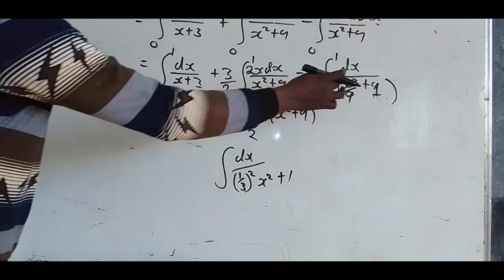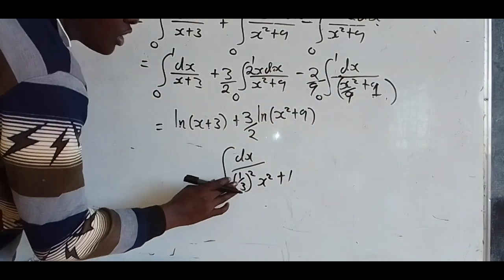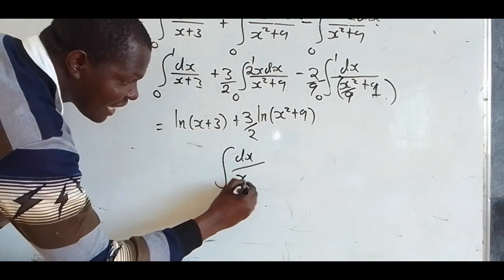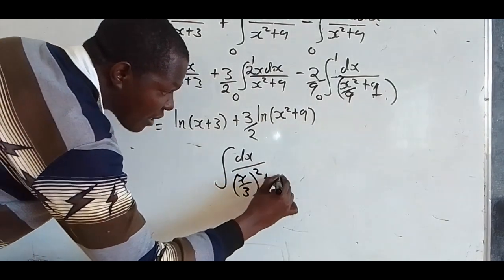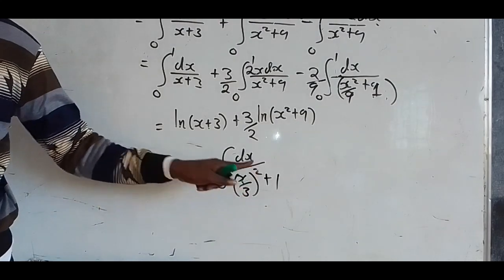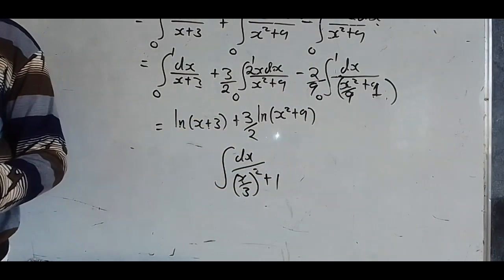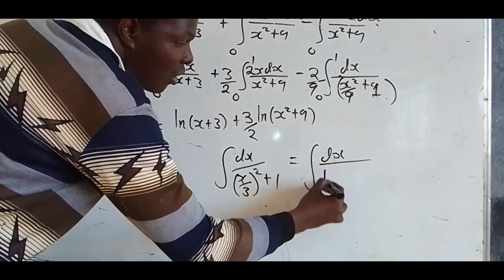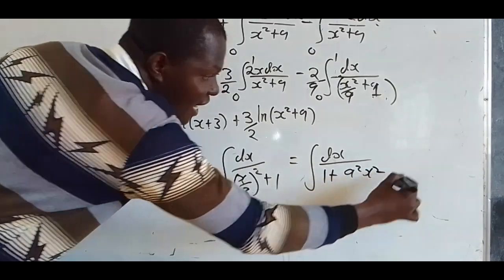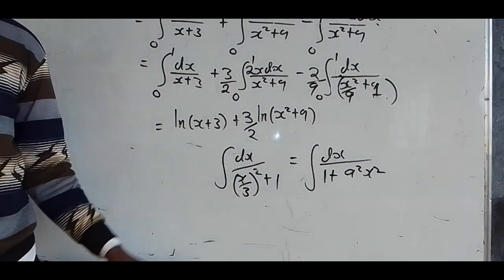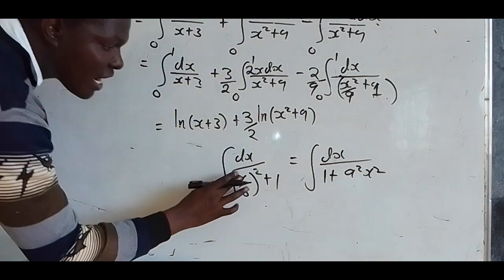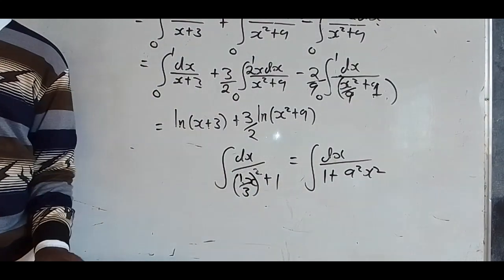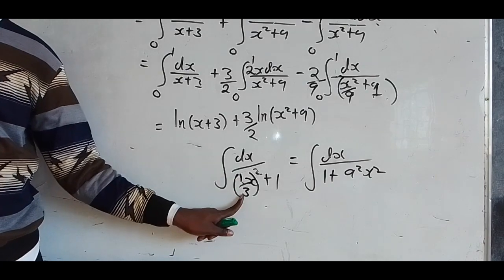So this one is in the form, because x squared over 9 means you can write it as x over 3 squared plus 1, because everything is now squared. 3 squared goes back to 9, isn't it? So this one is in the form dx over 1 plus a squared x squared. Here you can see 1 over 3 x, so a squared x squared means a is 1 over 3.